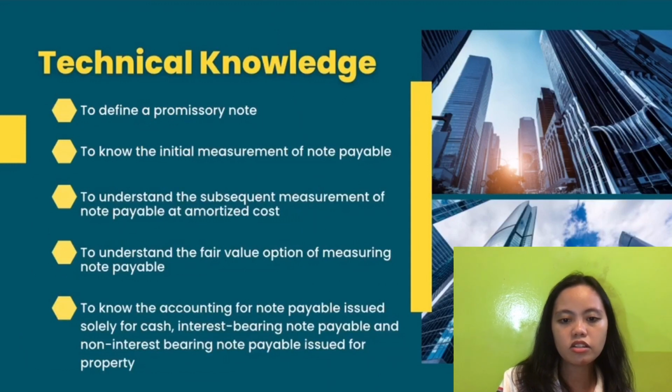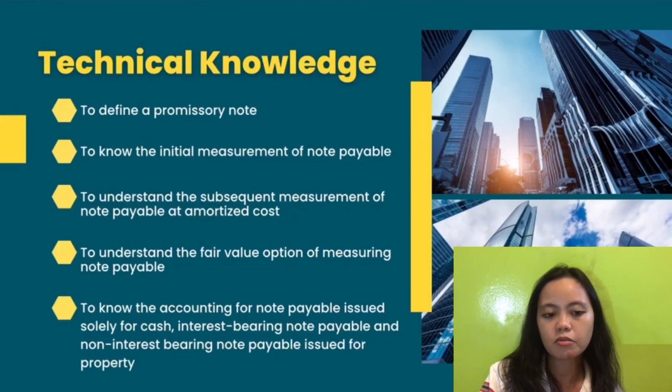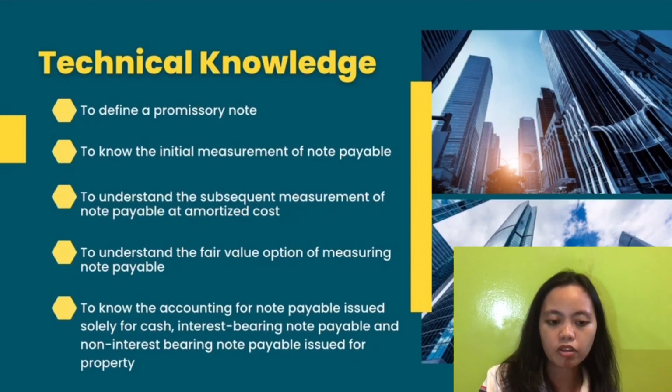So, the technical knowledge of this chapter will be to define a promissory note, to know the initial measurement of note payable, to understand the subsequent measurement of note payable at amortized cost, to understand the fair value option of measuring notes payable, and to know the accounting for notes payable issued solely for cash, interest-bearing note payable, and non-interest-bearing note payable issued for property.